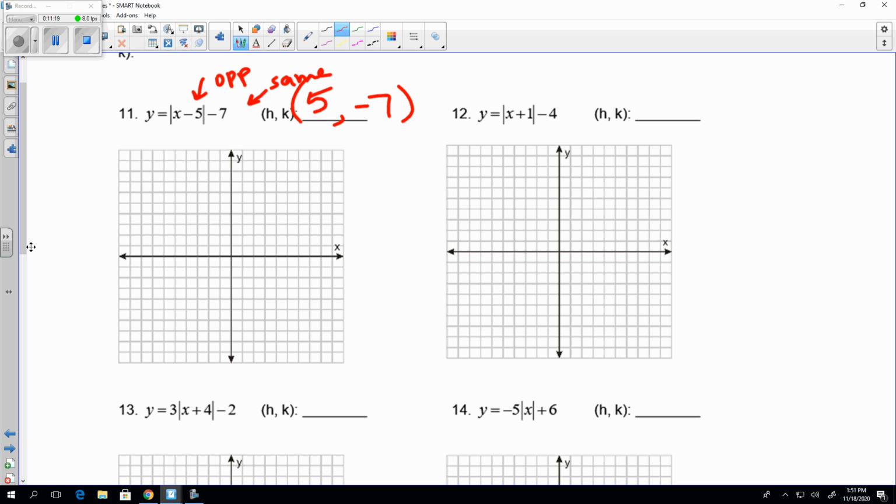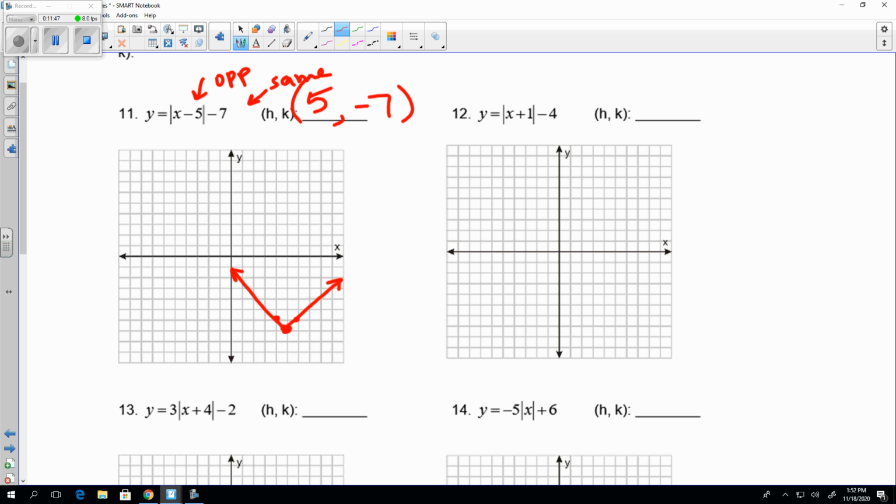So our new vertex, instead of being at 0, 0, it's at 5, negative 7. 1, 2, 3, 4, 5. 1, 2, 3, 4, 5, 6, 7, right about there. Okay? And there's no stretch, so I'm just going to go right one, up one, and left one, up one from my vertex. Just make it a nice sharp line here. It should kind of go through the middle of these boxes and just continue up in that angle each time.